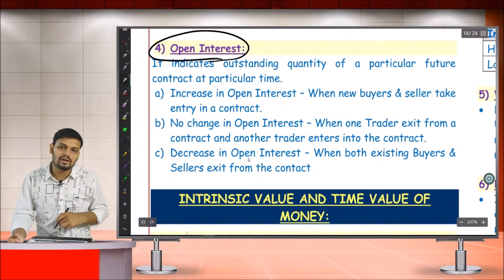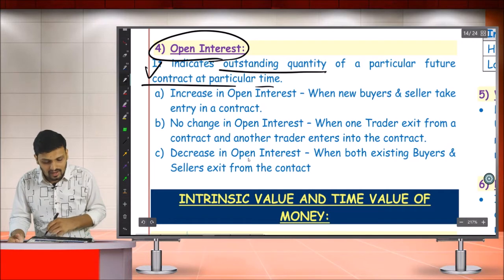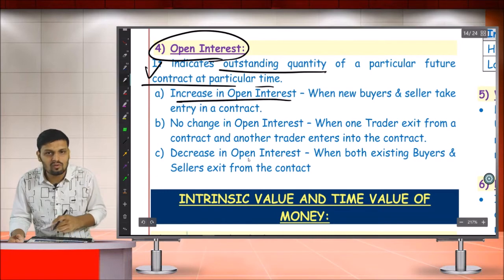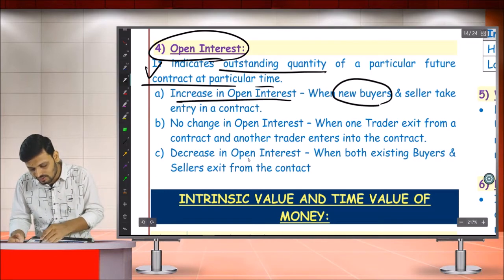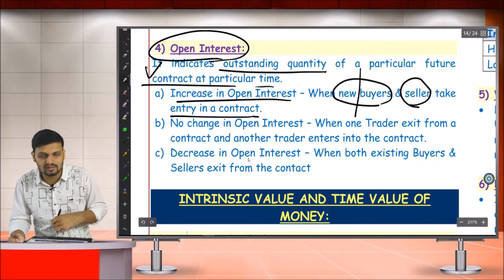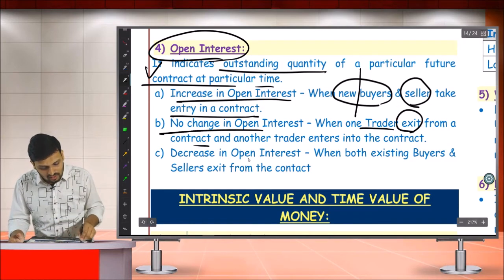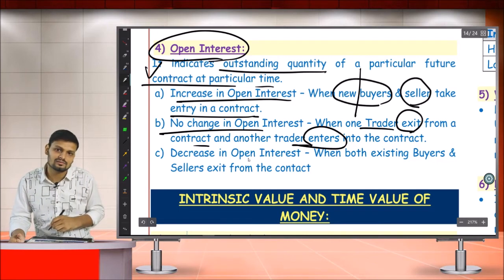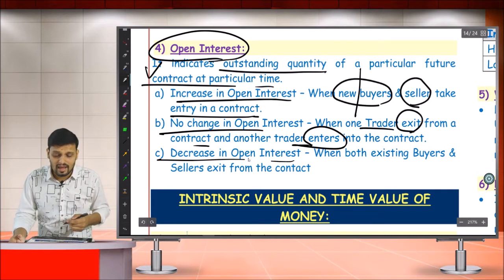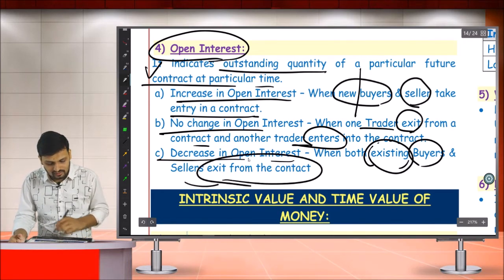Open interest. What is open interest? It indicates the outstanding quantity of a particular futures contract at a particular time. This we have already discussed. What does an increase in open interest mean? New buyers and new sellers take entry in the contract. No change in open interest means one trader exits from a contract and another trader enters into the contract. A decrease in open interest happens when both existing buyers and existing sellers exit from the contract.